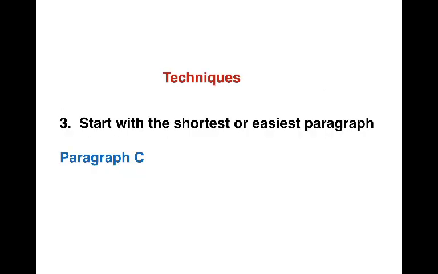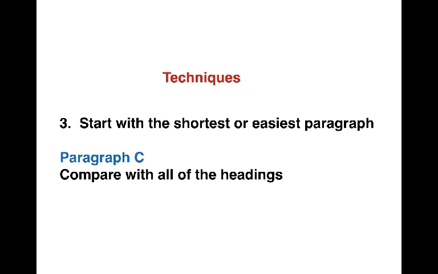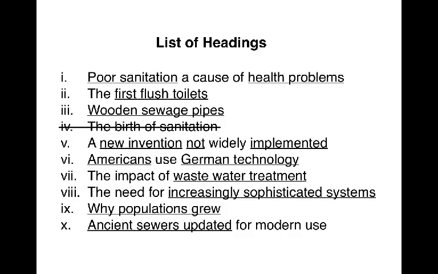Technique, start with the shortest paragraph, which was paragraph C, compare with all of the headings. So now we compare with the headings. Poor sanitation health problems? No. First flush toilets? No. Wooden sewage pipes? Yes. It said the Roman systems in the UK had sewage networks made out of elm logs. That must be wooden sewage pipes. Elm is a type of tree. Logs are pieces of wood. But let's check all the others.